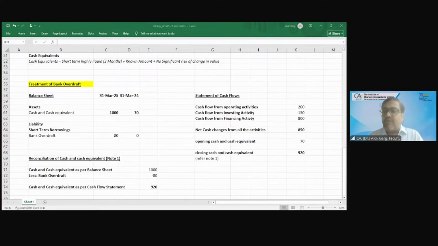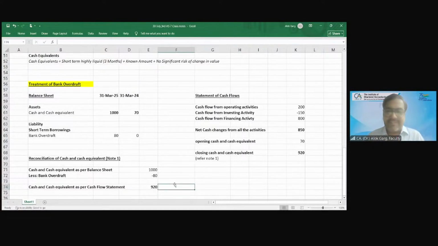Did you understand the treatment of bank overdraft? So in the balance sheet it is a borrowing. But in the cash flow statement it will become part of your, what? It will become part of your cash and cash equivalent.